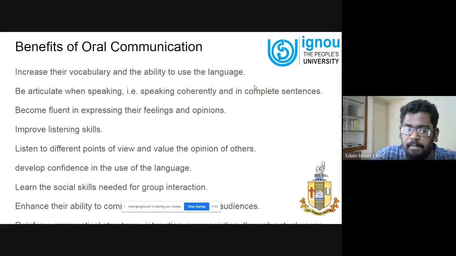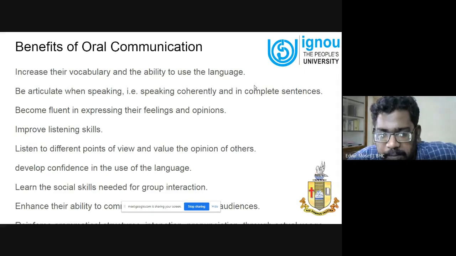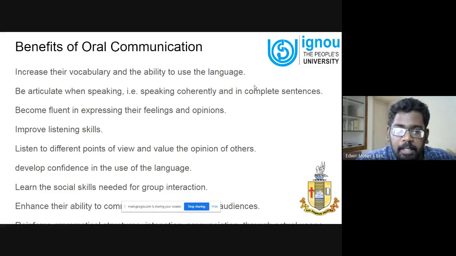Benefits of oral communication: it increases the vocabulary and the ability to use the language. Be articulate when speaking, right? Speak coherently in complete sentences. Don't break your sentences. For that, reading is primary. Practice speaking. If you go on reading, then you will automatically, unconsciously, get those sentence patterns. You will acquire that, right? That is why we have this argument, should grammar be taught? Become fluent in expressing your feelings and opinions. Improve listening skills. Listen to various, different points of view.